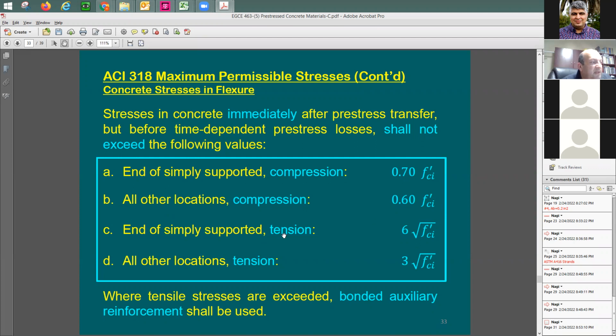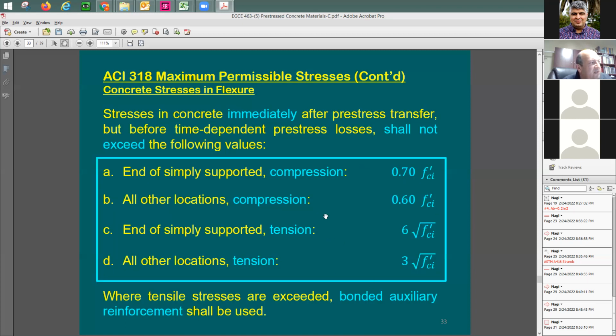They say also in tension I'm going to have two values. 6 square root of f'ci is right at the end of the simply supported beam. In the middle it is 3 square root of f'ci. Once the tensile stress is exceeded, I need to have bonded rebars. What are bonded rebars? They are the conventional rebars, like number 4 and number 5.